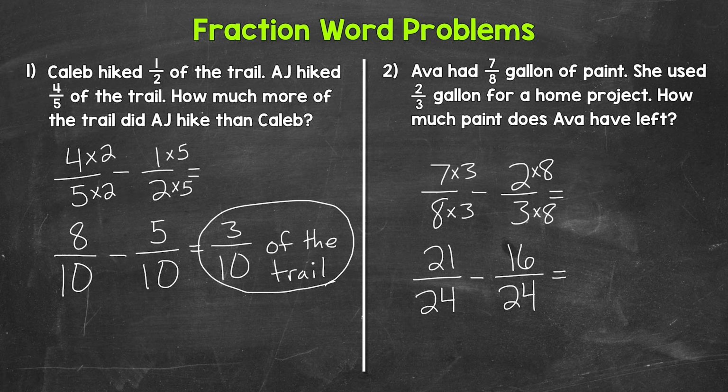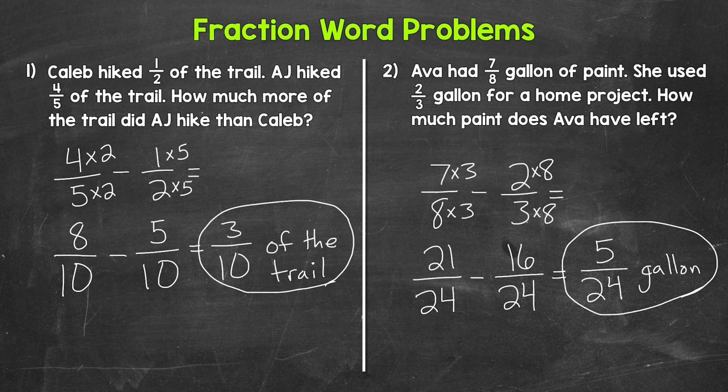So we have a common denominator here. We can subtract now. Let's start with the numerators. 21 minus 16 gives us 5. And then we keep our denominator of 24 the same. So we get 5/24. So to answer the question, how much paint does Ava have left? Well, 5/24 of a gallon. And 5/24 is in simplest form.